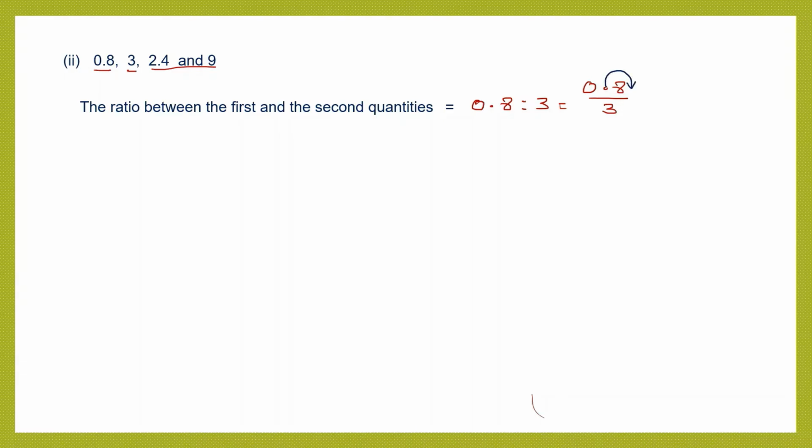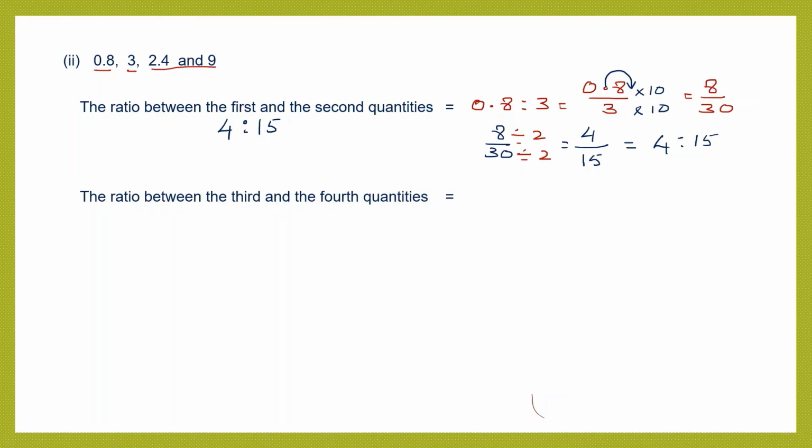For that we need to multiply by 10 and we need to multiply here also by 10. So let's see what we get. 0.8 into 10 is simply 8. 3 into 10 is 30. So we've got 8 by 30. Now let's reduce that to the lowest term. Let's divide both by 2. So here we get 2 4s are 8 and 2 15s are 30. So our ratio between the first and the second quantities is 4 is to 15.